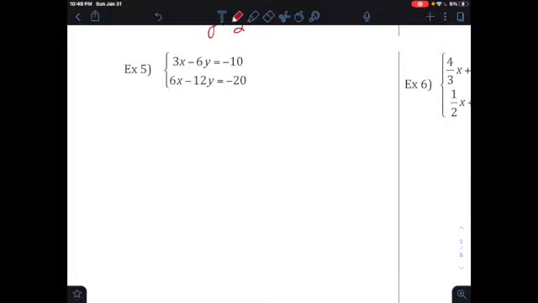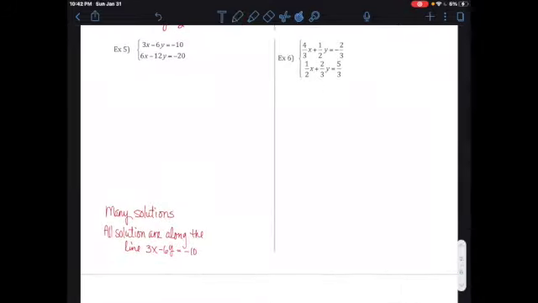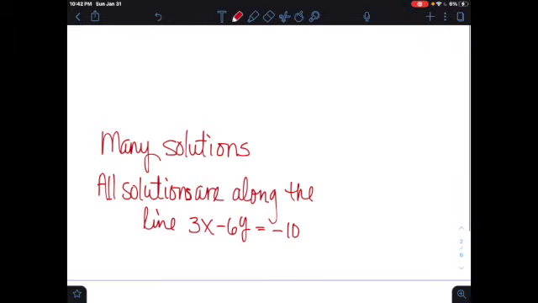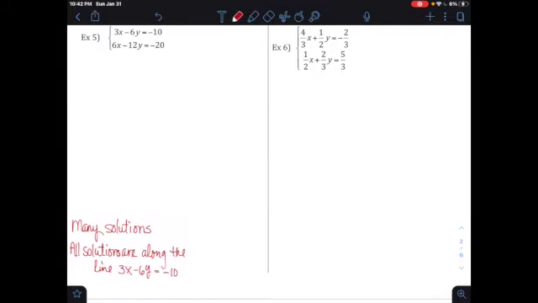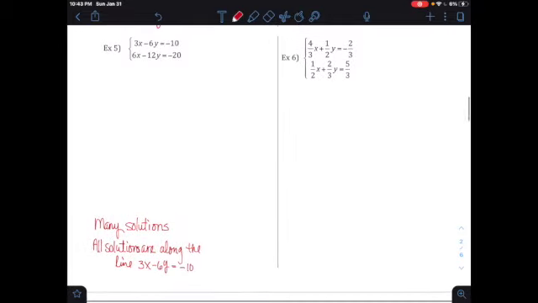Example number 5, please try it yourself and check back with your answer. Here's the answer for example number 5. Many solutions, so therefore all the solutions are along the line 3x minus 6y equals negative 10. Just like what we talked about before, you had to write the equations. So now on to example number 6.